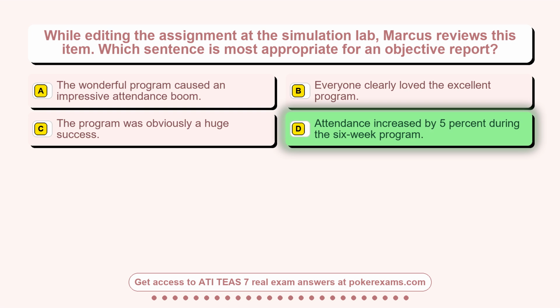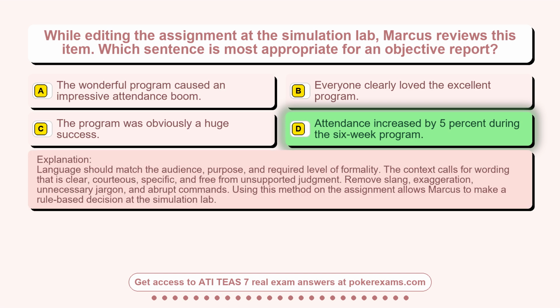The correct answer is option D. Attendance increased by 5% during the 6-week program. Language should match the audience, purpose, and required level of formality. The context calls for wording that is clear, courteous, specific, and free from unsupported judgment. Remove slang, exaggeration, unnecessary jargon, and abrupt commands. Using this method on the assignment allows Marcus to make a rule-based decision at the simulation lab.